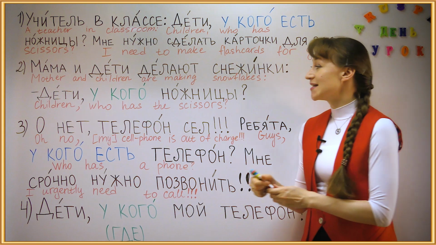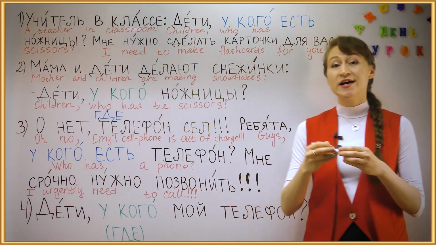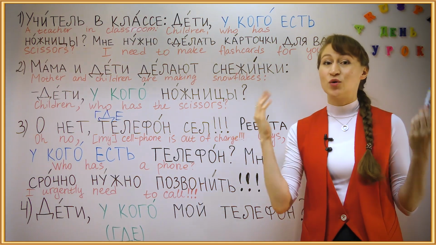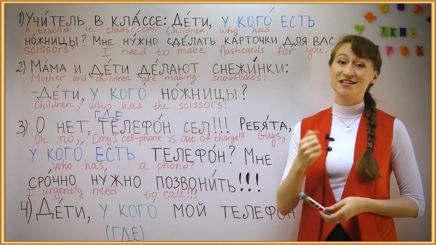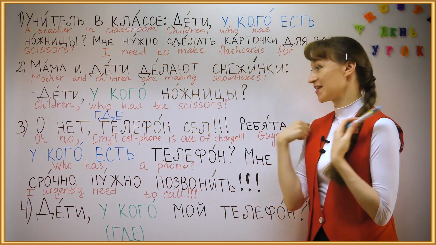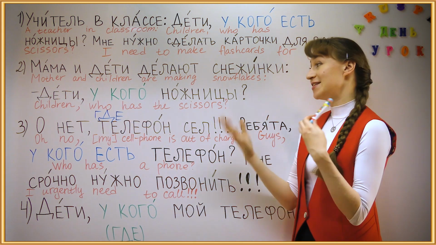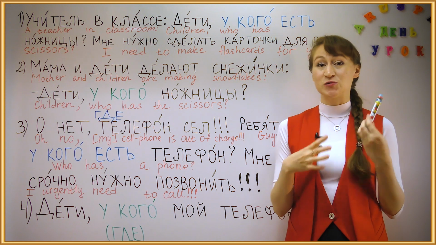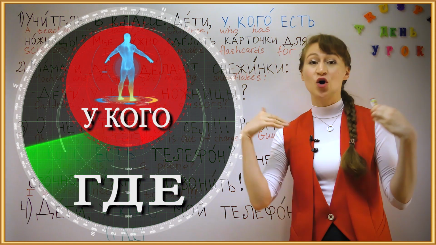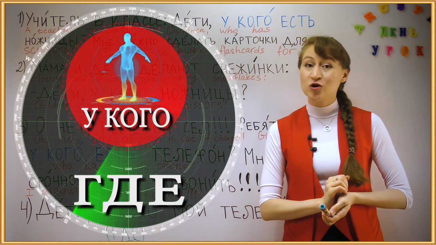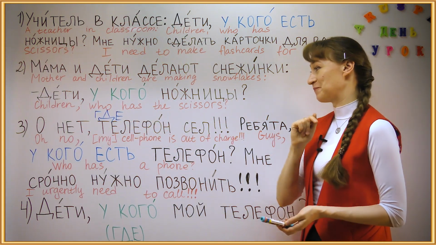She could also ask, где ножницы? Where are the scissors? And one of the children could say, у меня. Ножницы у меня. So I have them. Где and у кого in this situation are synonymous. They're just a bit different in terms of nuances. When you ask где, it's more general. Where are they? And у кого, who has them? It's more specific. Who has them?